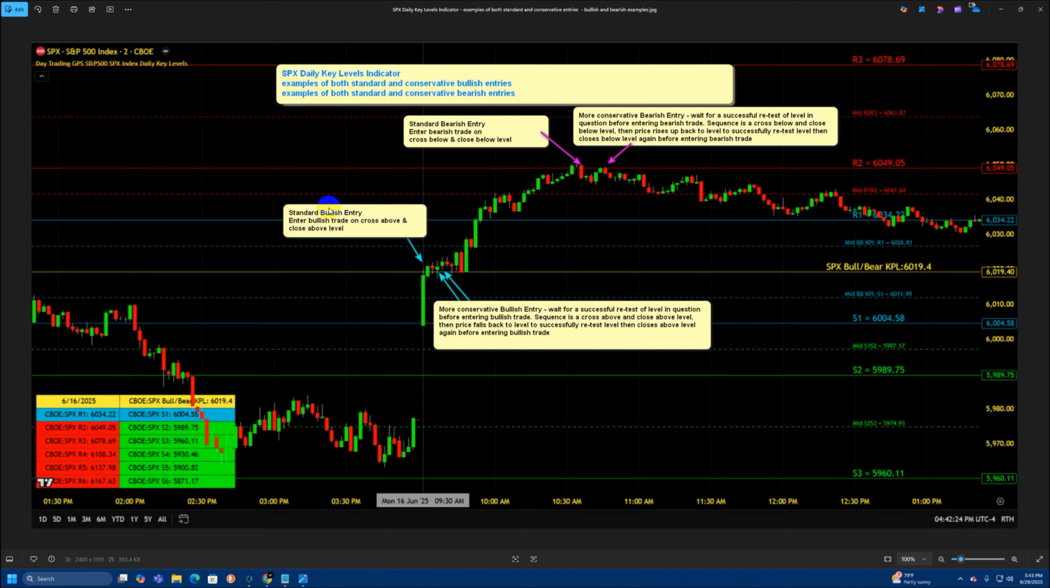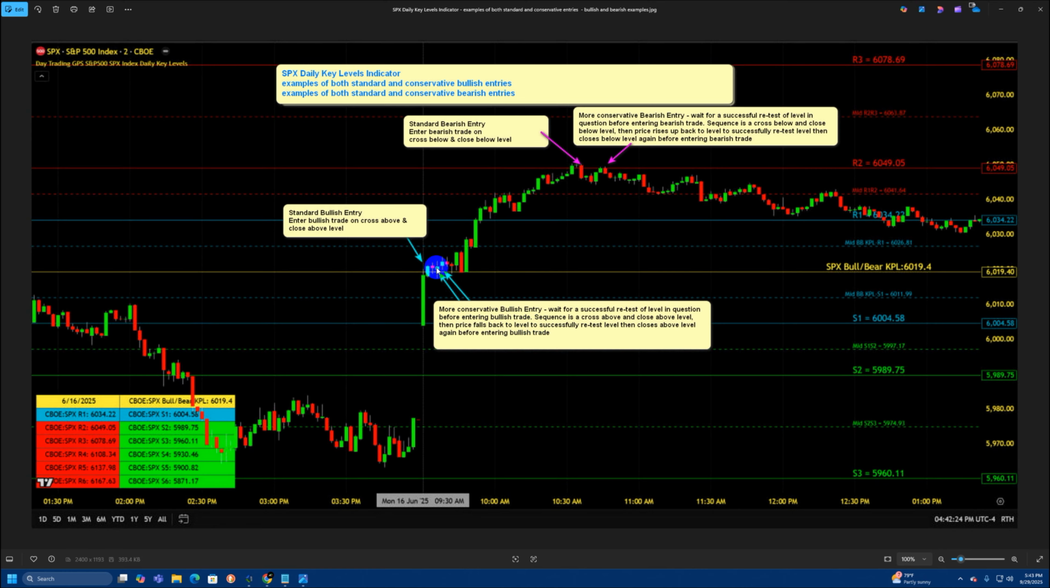So again, just to go over it again, the standard bullish entry is a cross above and close above the level in question, in this case the BBKPL. So you would enter on the close of this candle here. Or if taking the more conservative bullish entry approach, you're waiting for a successful retest, for price to fall back to the level in question but still close above the level in question, and that is your successful retest.